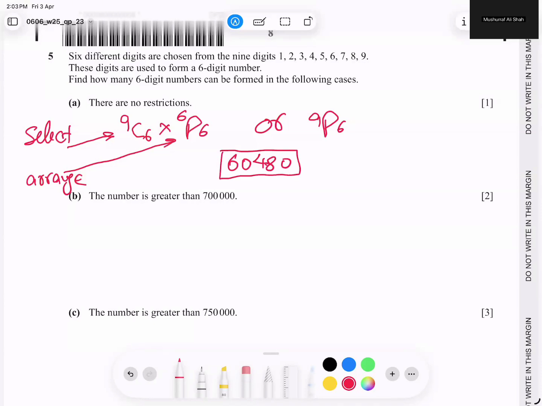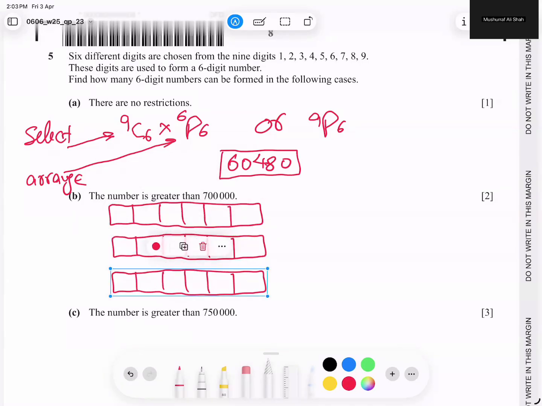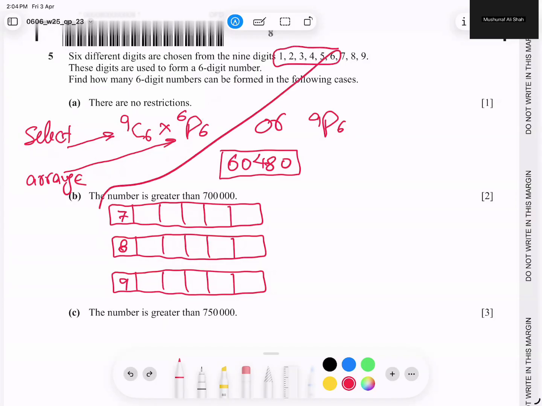Okay, now what is the number? He said greater than 700,000. So we have to go for, let me count, 1, 2, 3, 4, 5, 6. So 6 digits we need. Let's see how we can do it. How many possibilities do we have? Look, I'll show you. We have 3 possibilities: starting with 7, starting with 8, and starting with 9, because 1 cannot come here and 2 cannot come here. So the first place cannot take small digits.